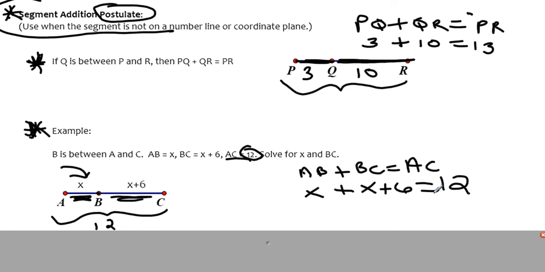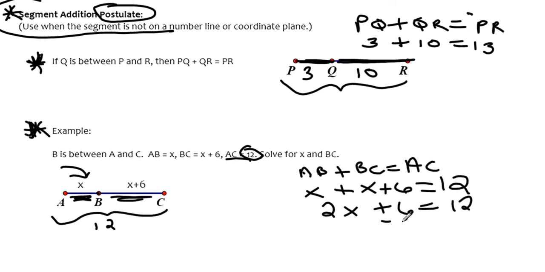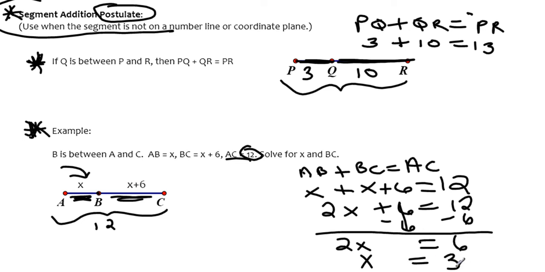And now we're just using algebra to solve. X plus X is 2X plus 6 is 12. I would subtract 6 from both sides of my equation, and I would get 2X, that goes to 0, equals 6, so X equals 3. Now make sure we finished answering the question before we move on. It says solve for X and the length of BC. Well, I found X, that's part 1 of my solution. But now I have to solve for BC.